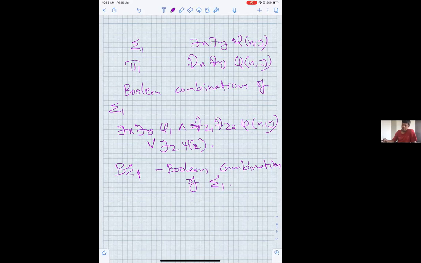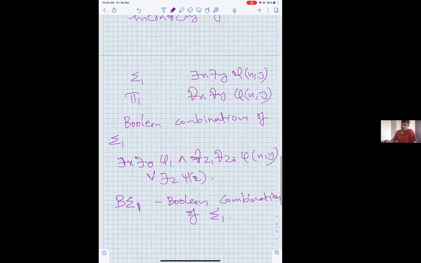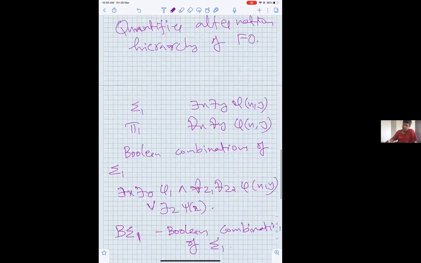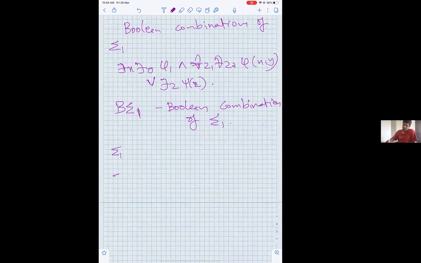So now we can refine the earlier picture we drew a little bit. We can say it is like this: sigma 1, pi 1, B sigma 1, sigma 2, pi 2, B sigma 2, and so on. Okay, you can actually refine this picture even more.